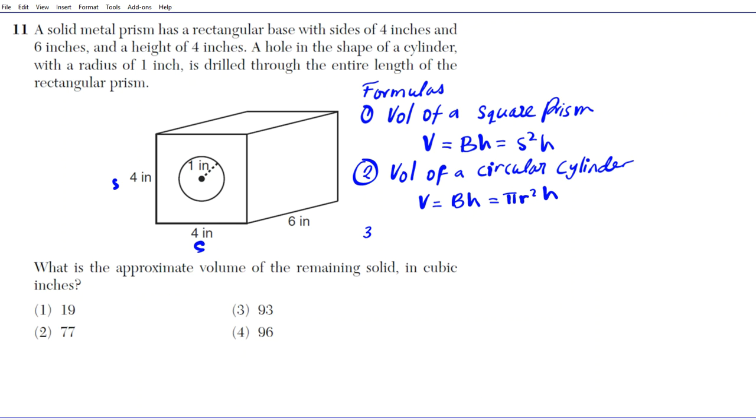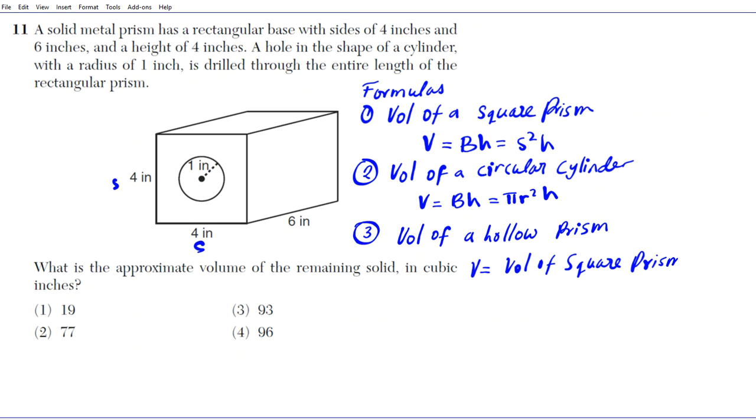Lastly, we need the volume of the hollow prism. The hollow prism we're talking about here is the one where the cylinder is taken out of the square prism. In that case, the resultant volume is going to be the volume of the square prism, you take away the volume of the cylinder.